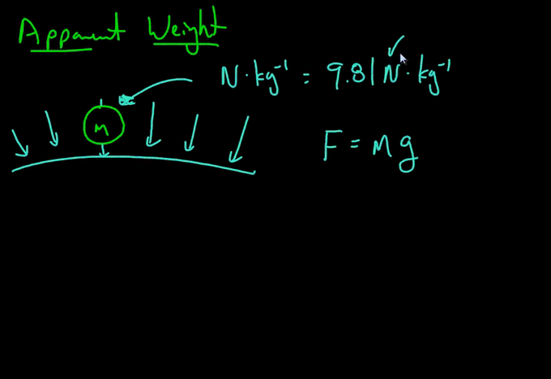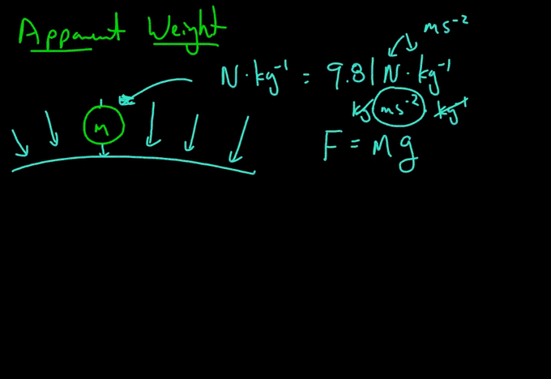Now, we also learned that this unit is the equivalent unit of meters per second squared. The reason why is because the newton is a kilogram meter per second squared, and we're dividing it by kilograms. Those cancel out, and there you are.